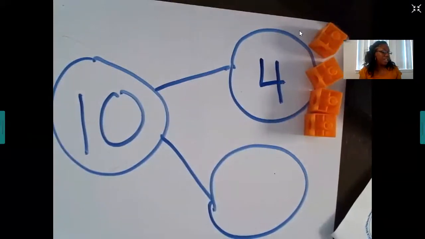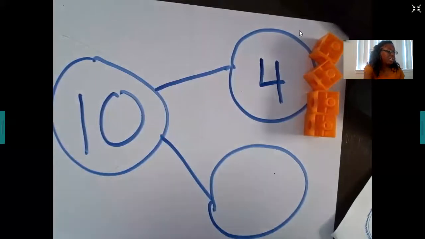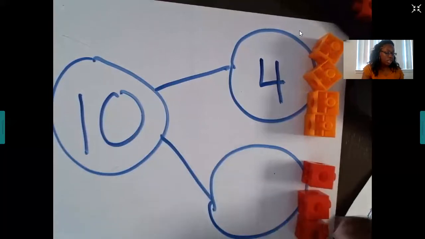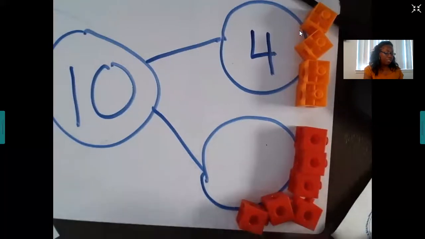How many should I put in my next part if I'm trying to get to 10, which is my whole? Well, I have 4 there already. You can see 1, 2, 3, 4. And I need to get to 10. So I'm going to add more. I have 4 here. I want to get to 10. 5, 6, 7, 8, 9, 10. So how many red do I have? Because that would be my second part. 1, 2, 3, 4, 5, 6.